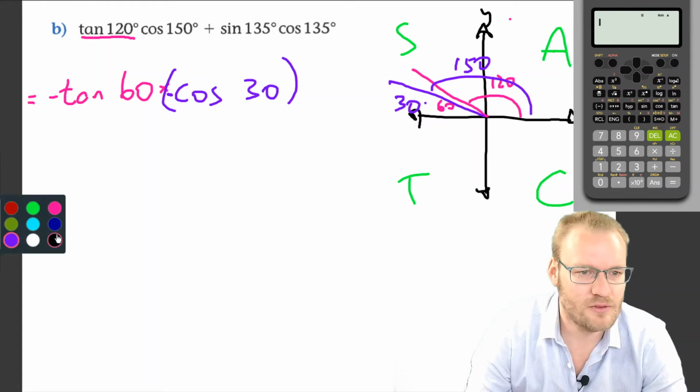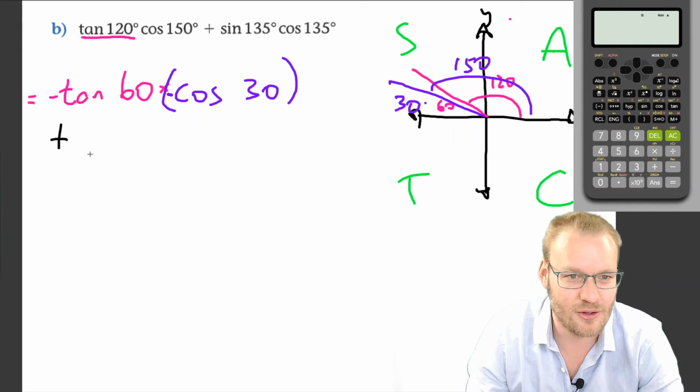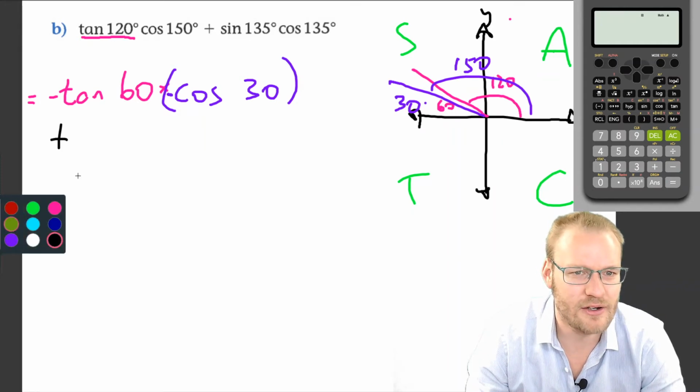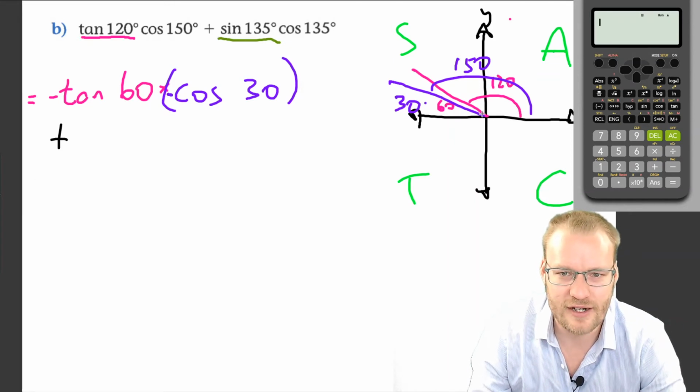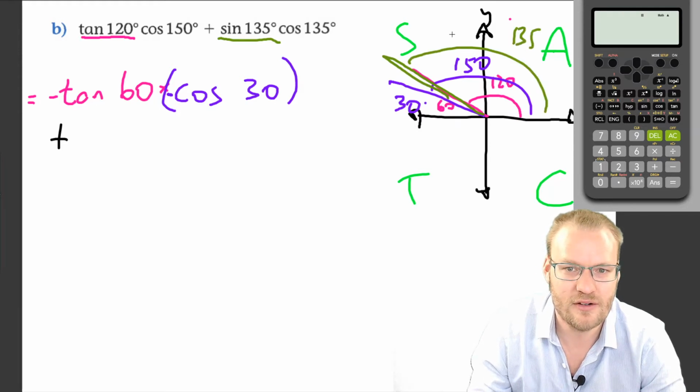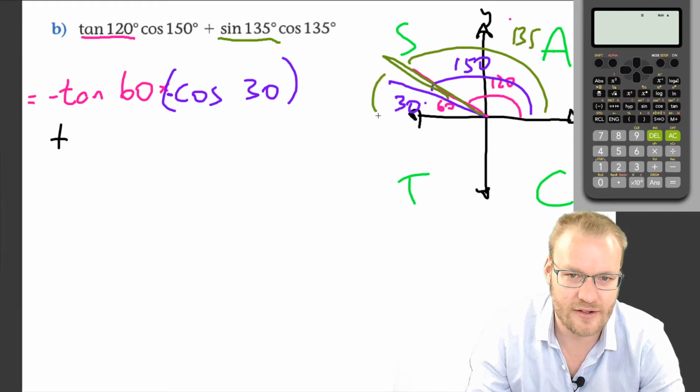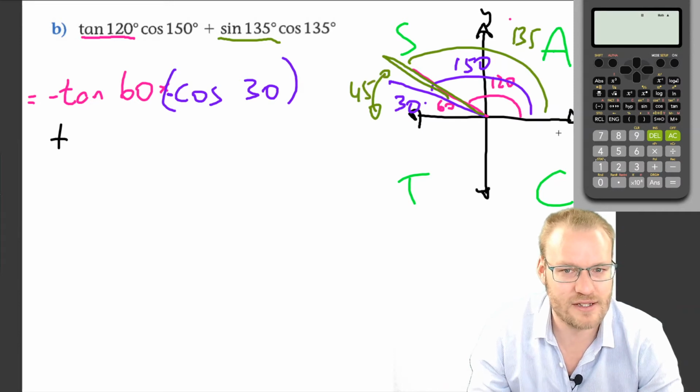I've run out of space, so I'm just going to put this on a new line, but please, if you can, write it all on one line. Okay, let's keep going around. We've got sine 135, and 135 is also sitting in this quadrant, and it's sitting over there. So if that is 135, then it's another 45 to get down to the x-axis.